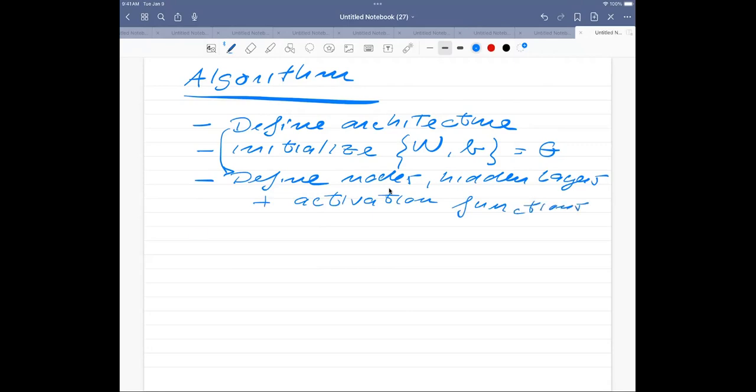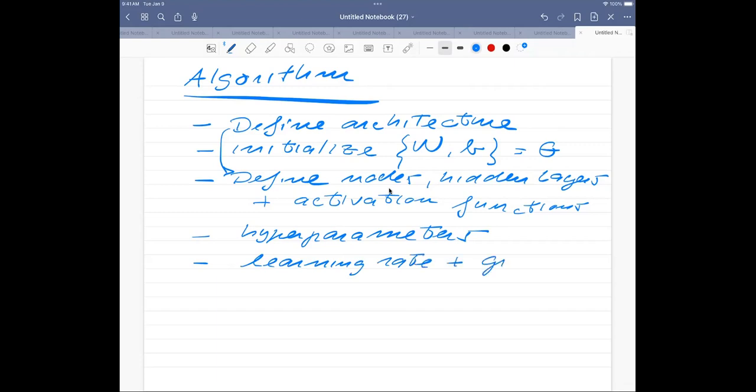You need to set up hyperparameters. You need to define them. You need to set up the learning rate, plus the gradient descent approximation. I just write gradient approximation, whether you use Adam, Adagrad, just plain stochastic gradient descent, etc. You need to define the cost function.